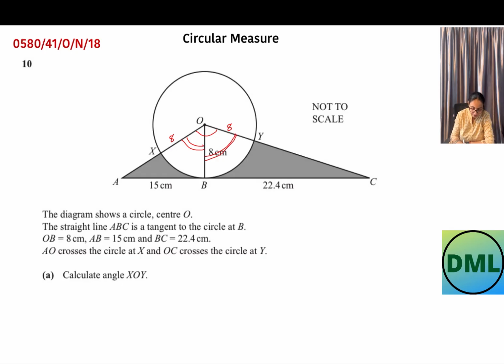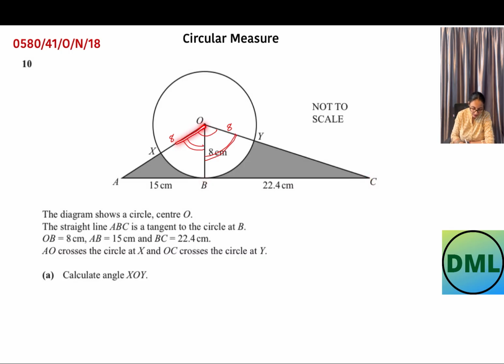As we have been given the lengths of the sides, this is a right angle triangle. Why is this a right angle triangle? Because this is the tangent to the circle. When you drop the perpendicular from the center of the circle to the tangent, it is going to make a right angle at the circumference of the circle. So this is a 90-degree angle. So our triangle OAB is a right angle triangle. Similarly, OBC is a right angle triangle.